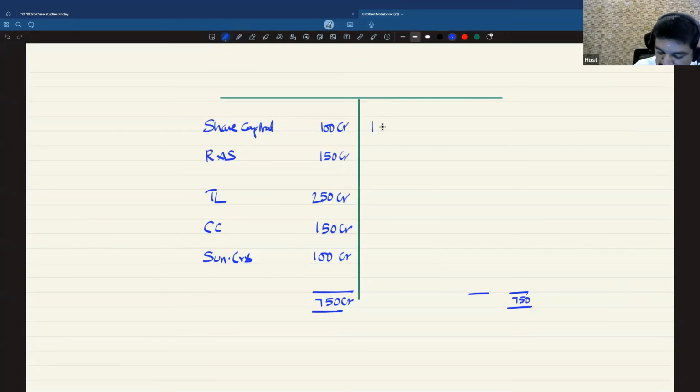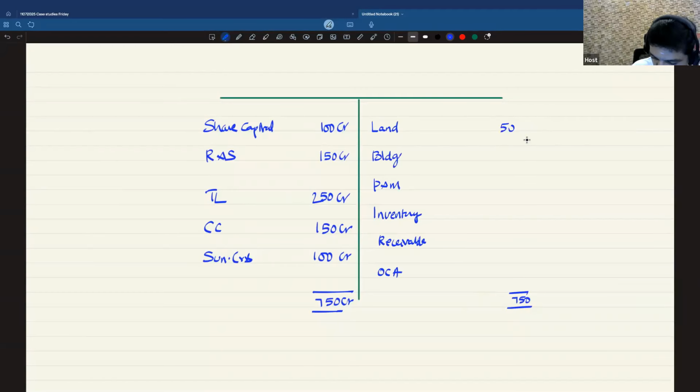They have invested in land, in building, in plant and machinery. They have invested in inventory, in receivables. And they have some other current assets. So let's get the breakup of it. The land is around 50 crore. Building is around 100 crore. Plant and machinery is around 200 crore.